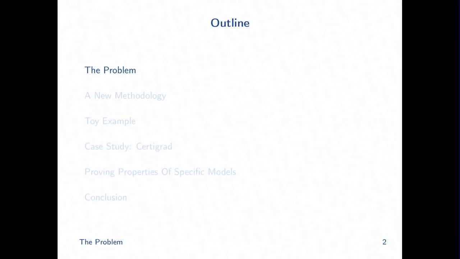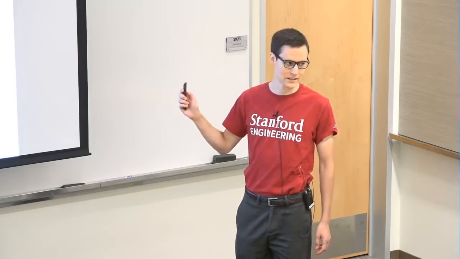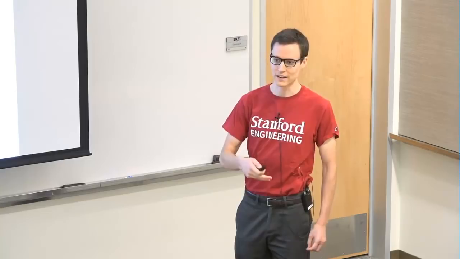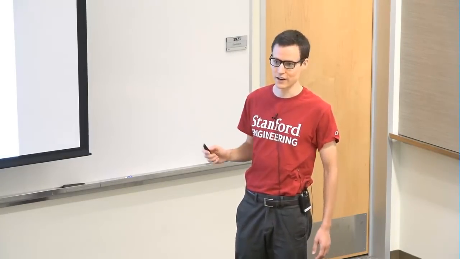So here's the problem. It's extremely difficult to detect implementation errors in machine learning systems. If you write a program to sort a list, and the program ever returns an unsorted list, then you know your program has an error, even if you don't detect it when you're writing it. Later on, once it misbehaves, you can detect after the fact that an error has occurred.